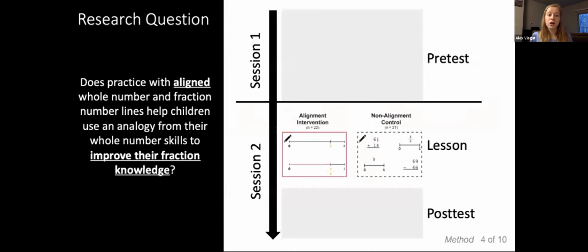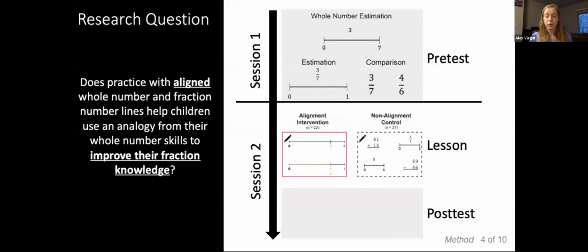So this intervention took place at session 2 of a 2-session study. So at session 1, we gave the pretest in which we tested kids' whole number estimation skill to make sure that their whole number estimation skill was better than their fraction skill.